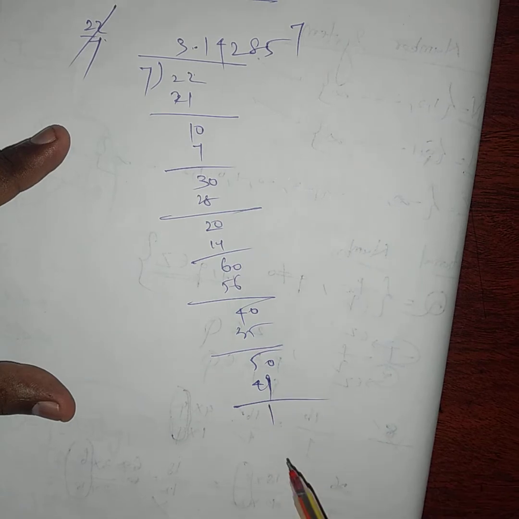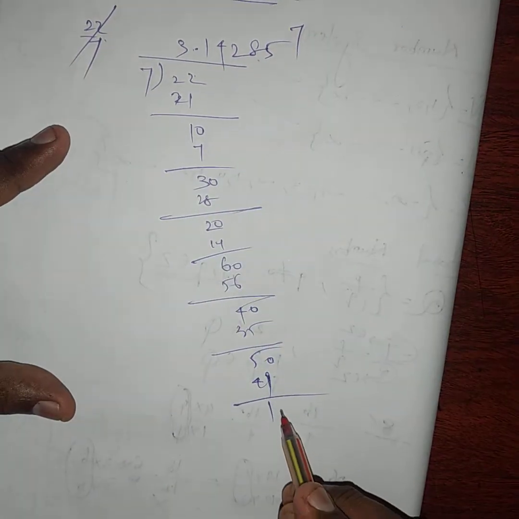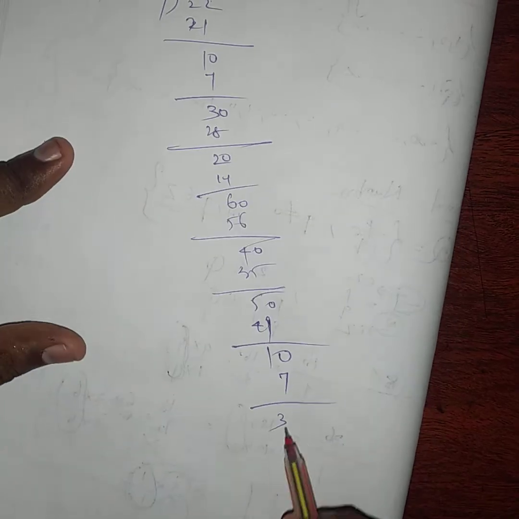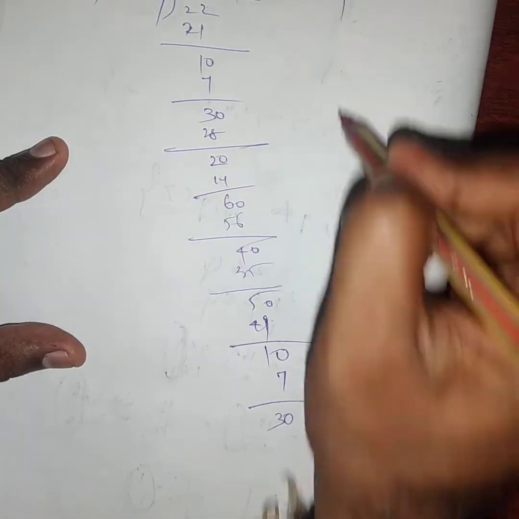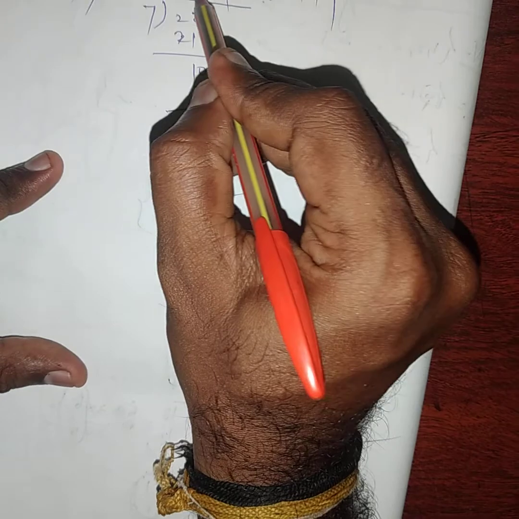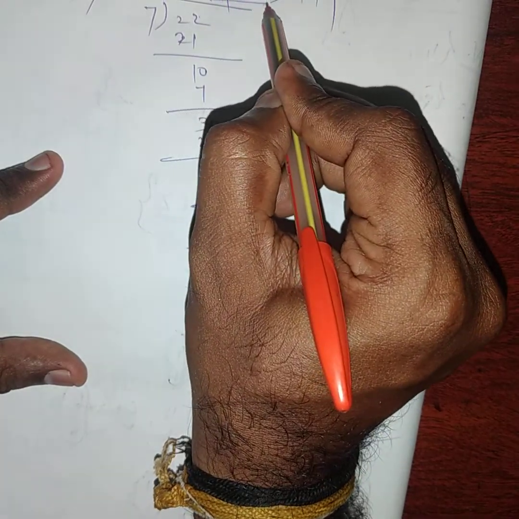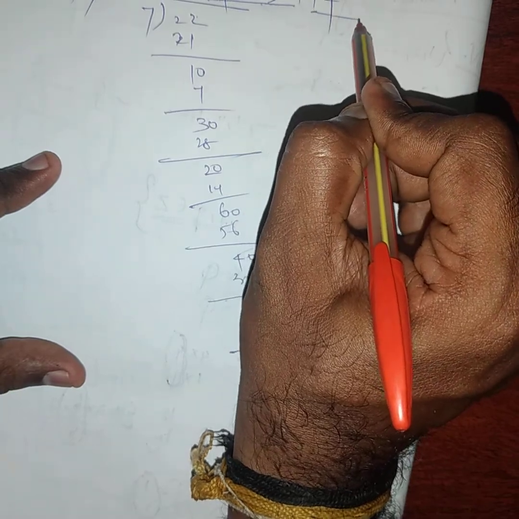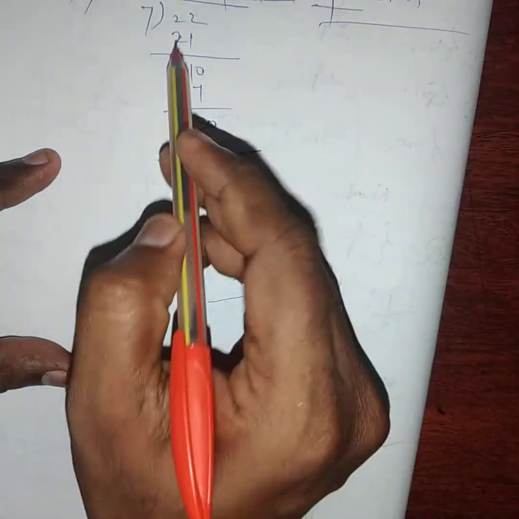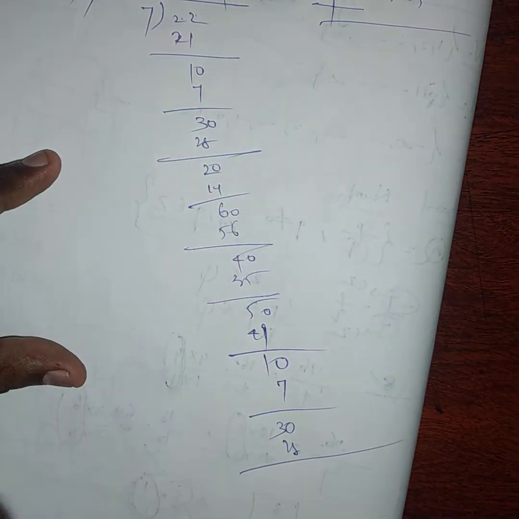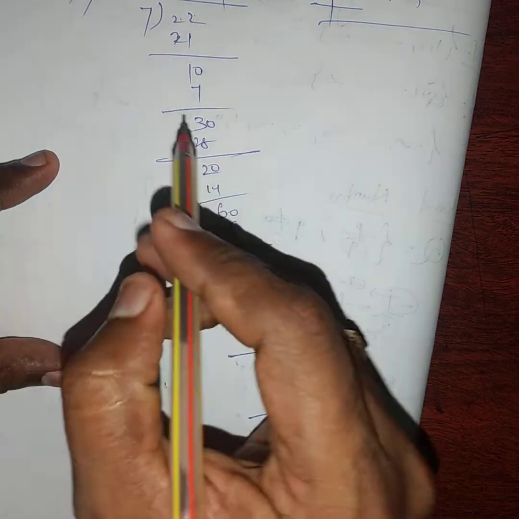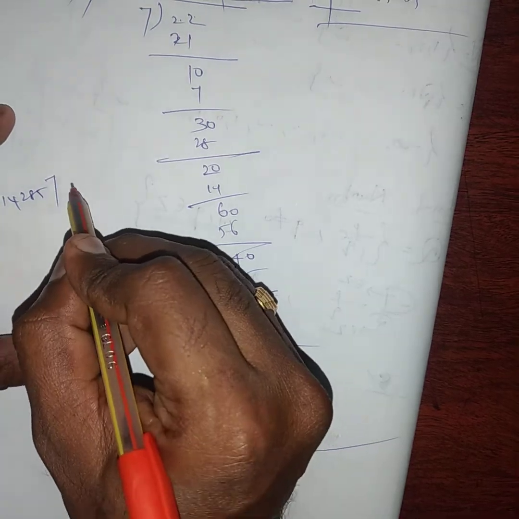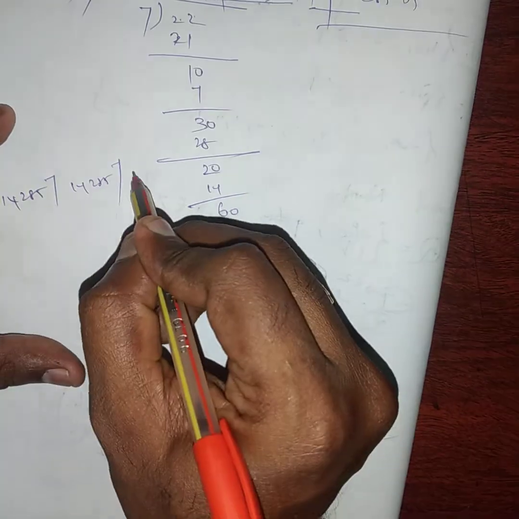So as I place a point, I can put 0 here. After 1 seven is 7, remainder 3. 7 fours are 28. See here, after 1 4 2 8 5 7, once again 1 4 starts. 1 4 2 8 5 7 4. So 22 by 7 is a rational number, because if we go on, 3.142857 1 4 2 8 5 7, once again the same repetition.